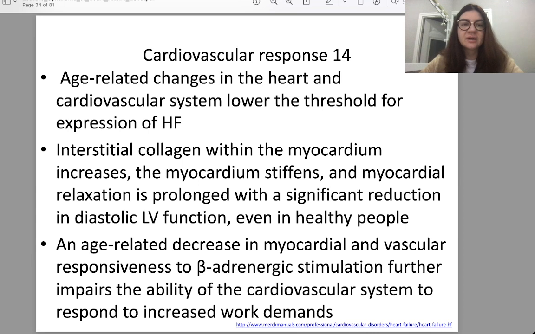Age-related changes in the heart and cardiovascular system lower the threshold for expression of heart failure. Interstitial collagen within the myocardium increases. The myocardium stiffens and myocardial relaxation is prolonged, with a significant reduction in diastolic left ventricle function, even in healthy people. An age-related decrease in myocardial and vascular responsiveness to beta-adrenergic stimulation further impairs the ability of the cardiovascular system to respond to increased work demands.